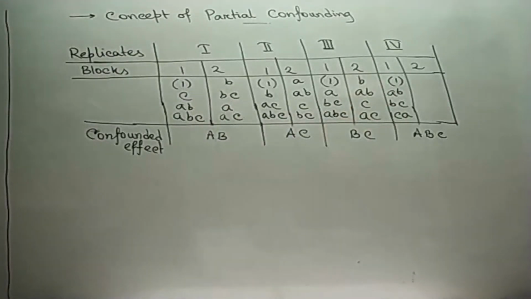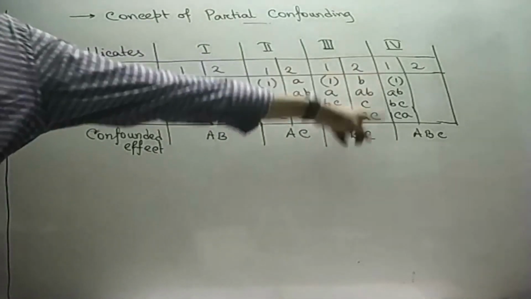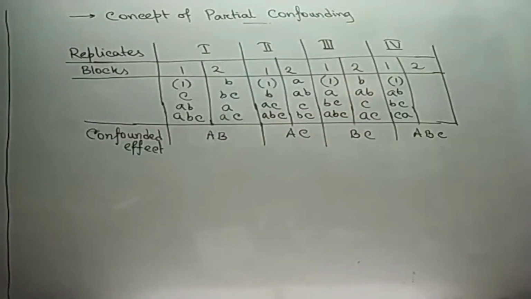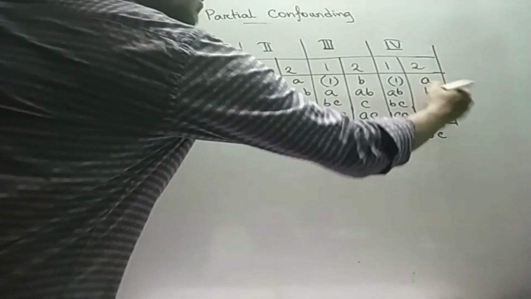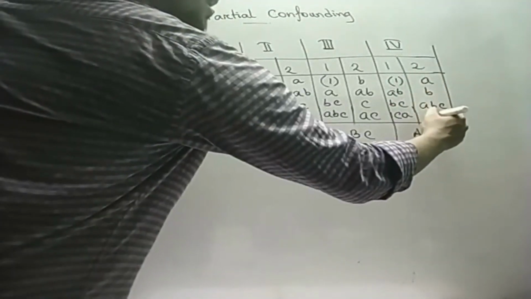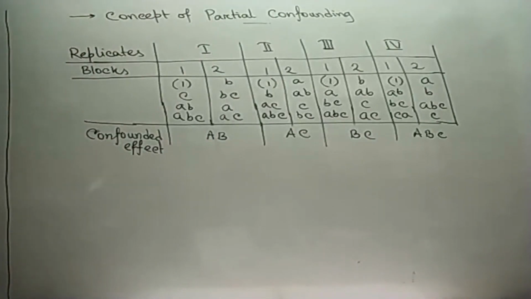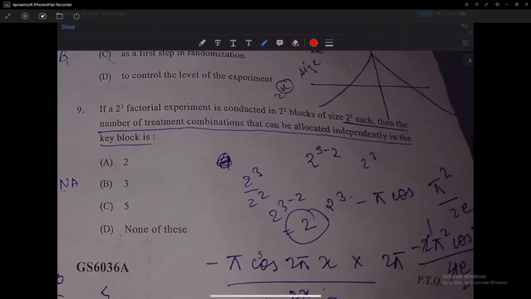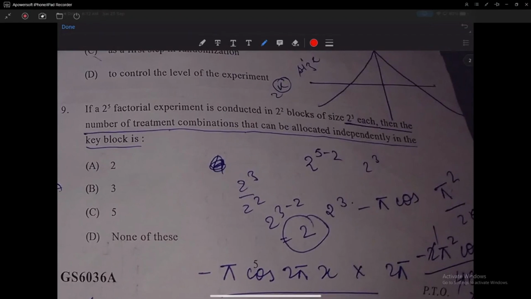And in the last one, you can see that A is not present in the key block, so we can multiply by A, then B, then ABC, and then C. So simple. So this is a question from Delhi University. You can see in that question, if a 2 to the power 5 factorial experiment is conducted in 2 square blocks of sizes 2 cube each, then the number of treatment combinations that can be allocated independently in the key block. Okay, so we have written 6 points, you can remember that.